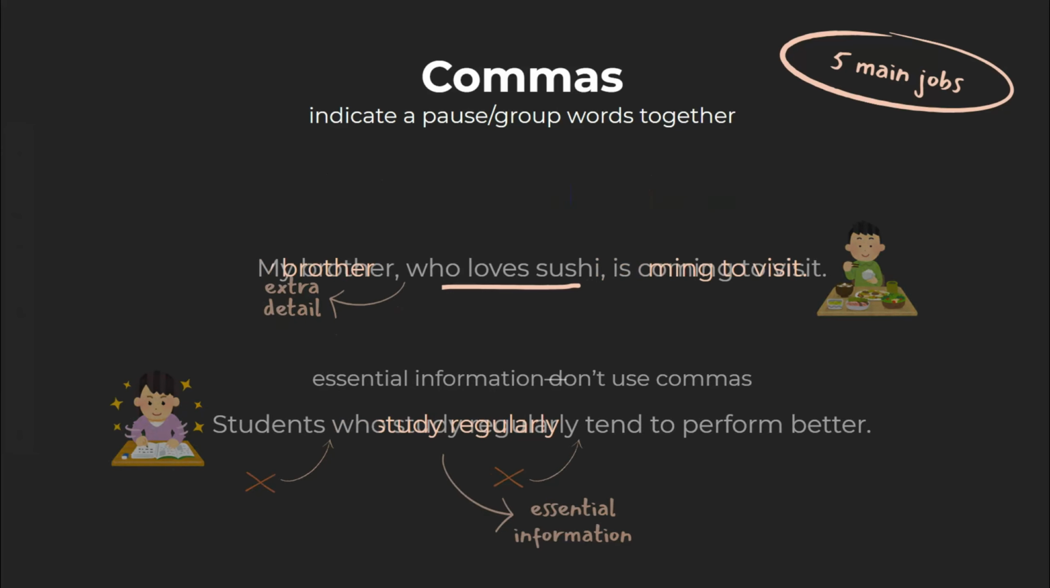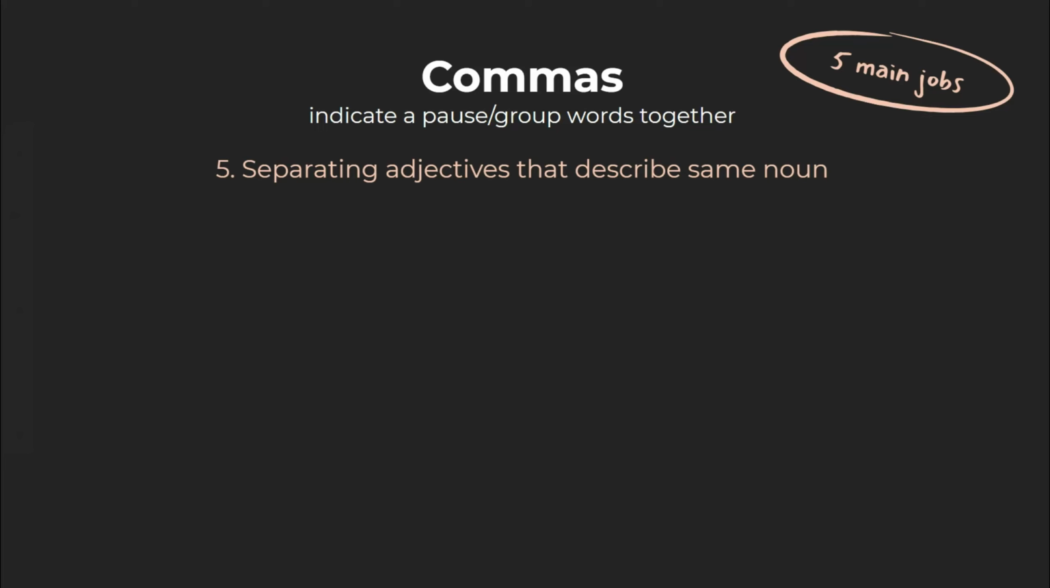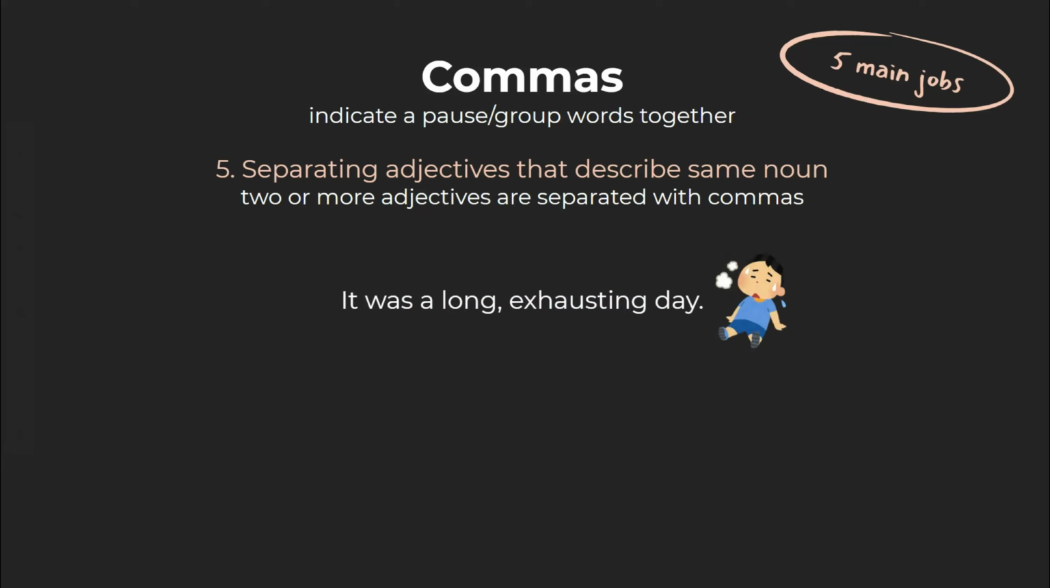And number 5, separating adjectives that describe the same noun. When we have 2 or more adjectives that independently describe the same noun, we separate them with a comma. For example, it was a long, exhausting day. In this example, the day is being described as both long and exhausting, and therefore we need a comma between them.